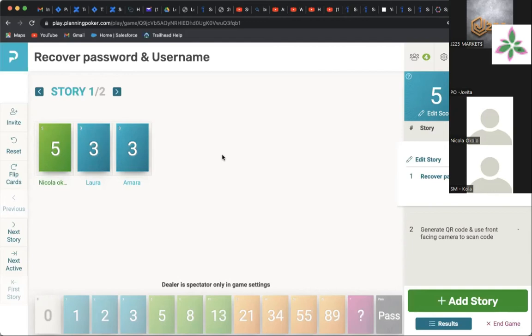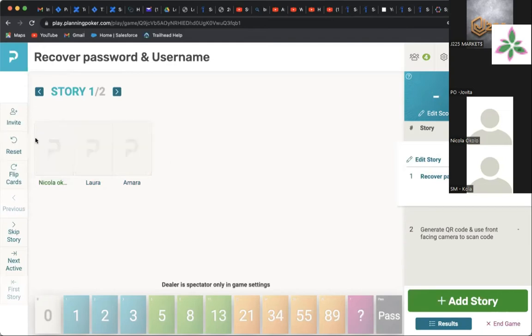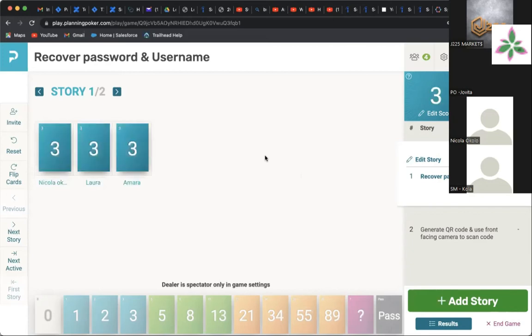Nicola, have your colleagues in any way persuaded you towards changing your mind, or are you still insisting on 5? Well, actually, yes, because Amara just said that she's done it before. So obviously it would be much easier, since she has the experience and she can guide us on this particular story. So yes, I'm more persuaded towards the 3 instead of the 5. All right, then. I just did a reset, so can you do your estimates again, if we all agree on that? Perfect.